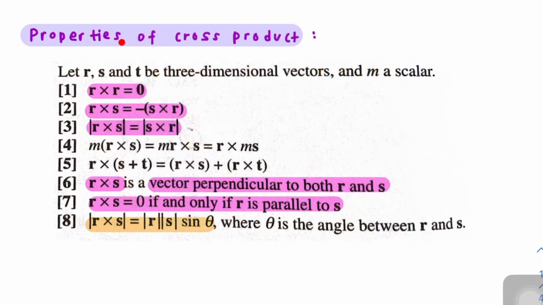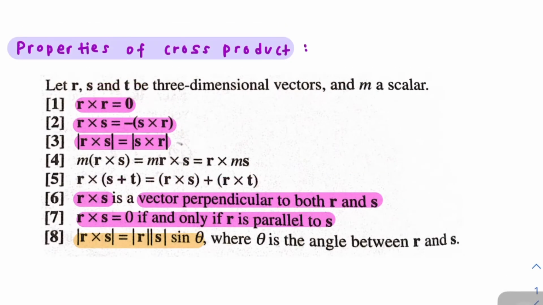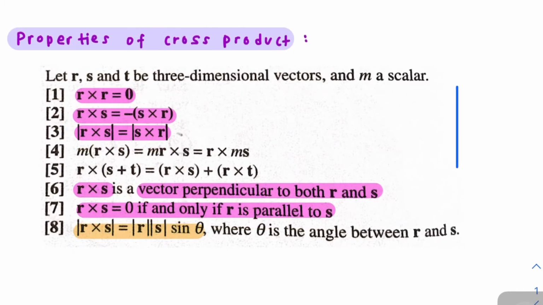So let's see the properties of cross product. Let us focus on number 6 first. What's the meaning of R cross S? So R cross S is a vector perpendicular to both R and S. So for example, if you have vector R and vector S like this, therefore R cross S is another vector here where it is 90 degrees towards your R and also 90 degrees towards your S. That's the meaning of cross product.